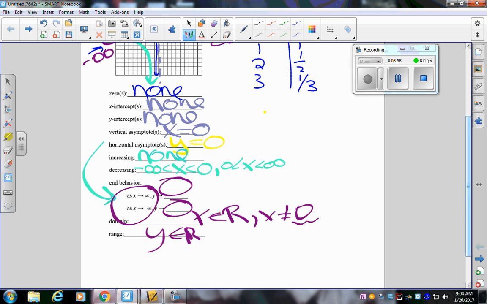YER, where y does not equal 0. Okay, so anything that's dealing with our x values is the same as my vertical asymptote, okay? And anything with my y values is my y asymptote.